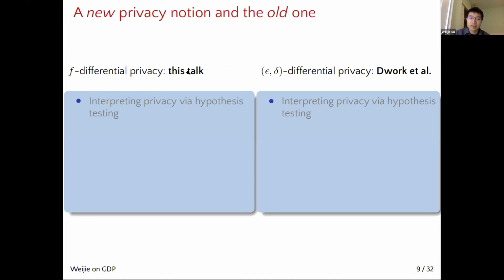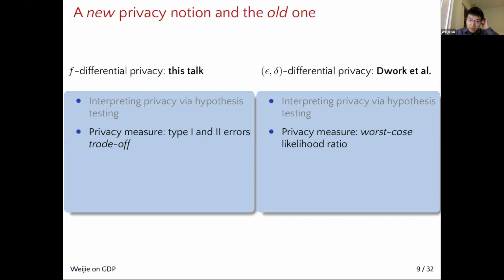Let's compare the new notion called f-differential privacy, which is what we introduce in this talk, with the epsilon-delta differential privacy introduced earlier by Cynthia Dwork et al. First of all, they are the same thing in that both interpret differential privacy through hypothesis testing. The first difference is that we use the type 1 and type 2 errors, not just a single pair of type 1 and type 2 errors. We use their trade-off as our privacy measure.